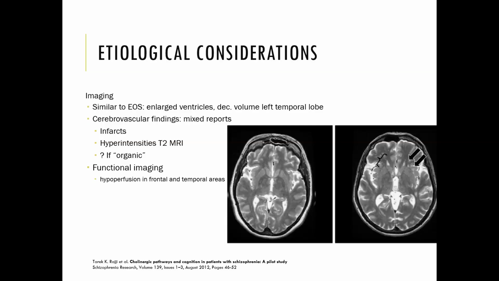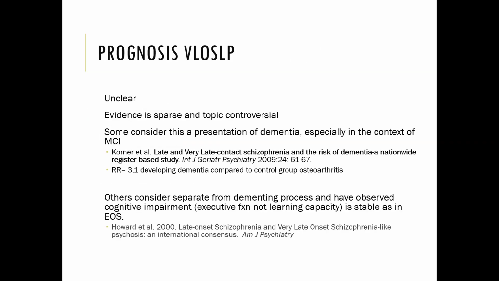They are more likely to have infarcts and hyperintensities on MRI. Functional imaging does show hypoperfusion in the frontal and temporal areas. And so if you took everybody who had very late onset schizophrenia-like psychosis, it would be very hard to say what is going to happen to that single individual.